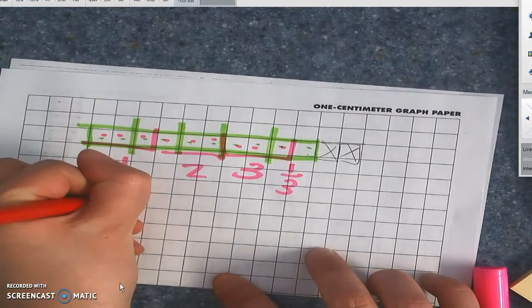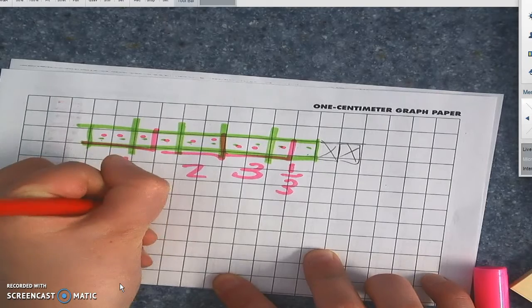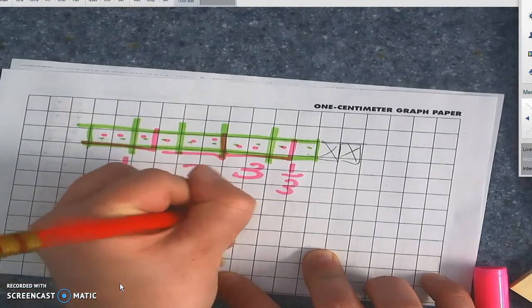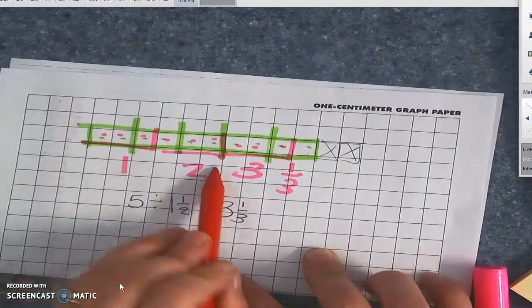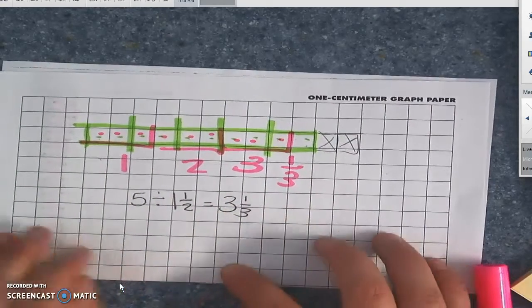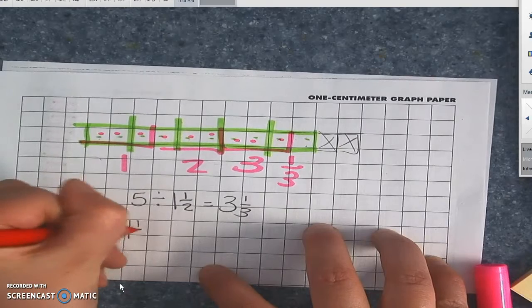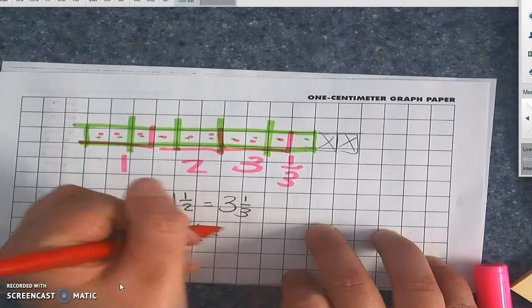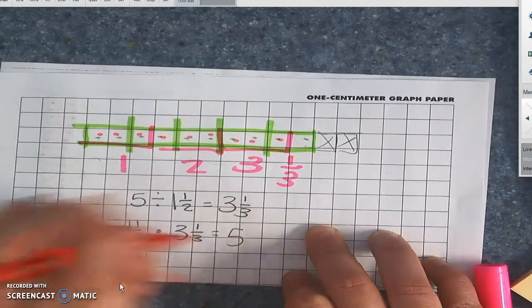So for my division equation, 5 divided by groups of 1.5 equals 3 1/3. So we have 3 whole groups and 1/3 of another group. And then 1.5 times 3 1/3 equals 5.